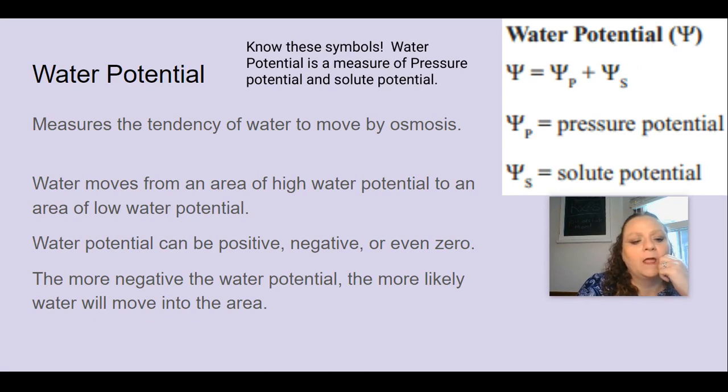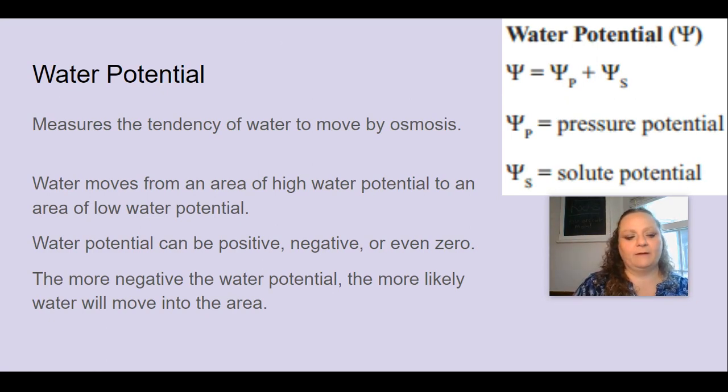It can be equal. The more negative the water potential, the more likely water will move into the area. So if I have a negative 10 bar water potential, that's going to move pretty quickly into that area. If you have a positive 10 bar water potential on the other side. The key here is movement, usually across a membrane. So keep that in mind as we talk about this.